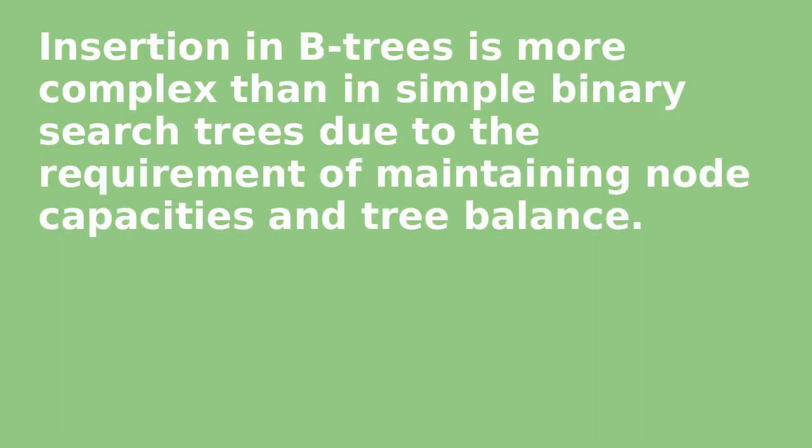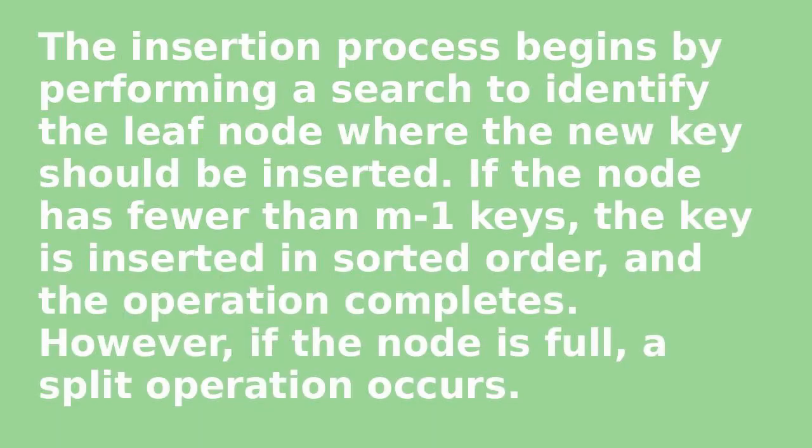Insertion in B-trees is more complex than in simple binary search trees due to the requirement of maintaining node capacities and tree balance. The insertion process begins by performing a search to identify the leaf node where the new key should be inserted. If the node has fewer than M-1 keys, the key is inserted in sorted order, and the operation completes. However, if the node is full, a split operation occurs.